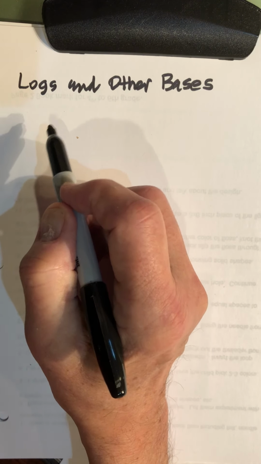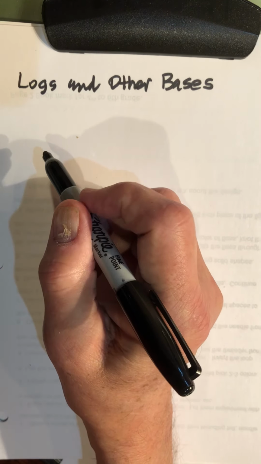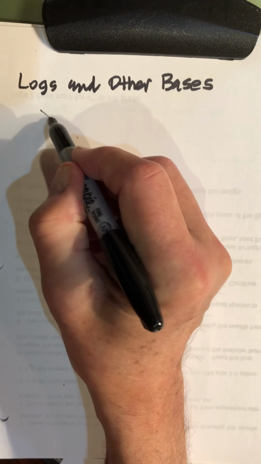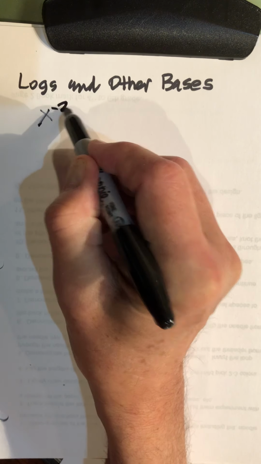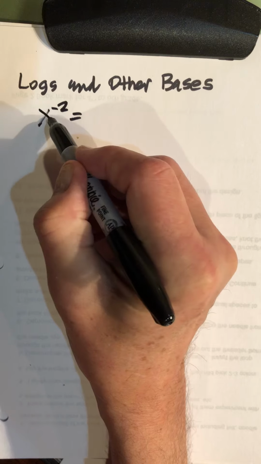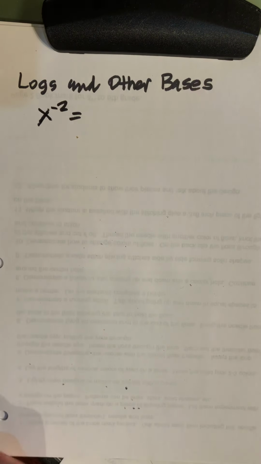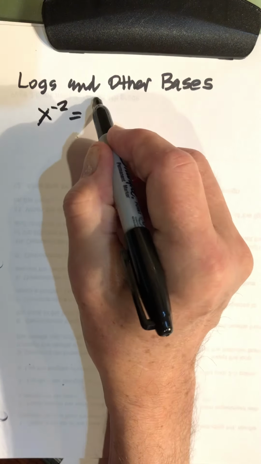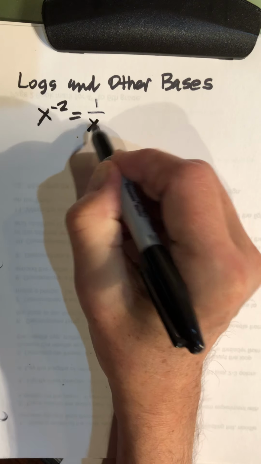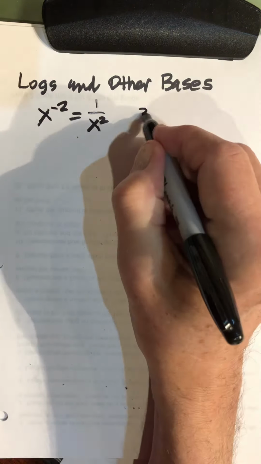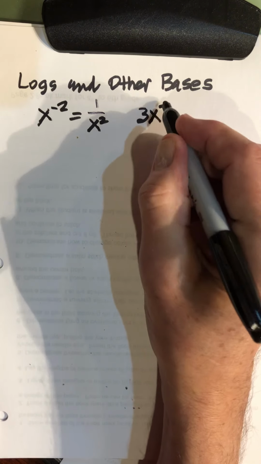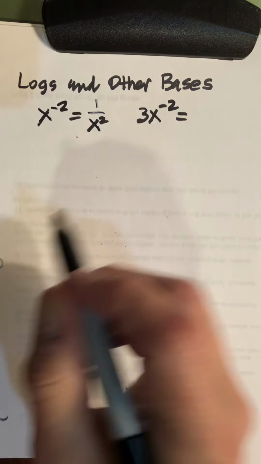So, for example, one thing that we need to remember is x to the negative 2, negative exponents. You don't want to leave your final answer with a negative exponent. What is that? And as we had on the test, that's 1 over x squared. Okay, what about 3x to the negative 2? We talked about this one before also.